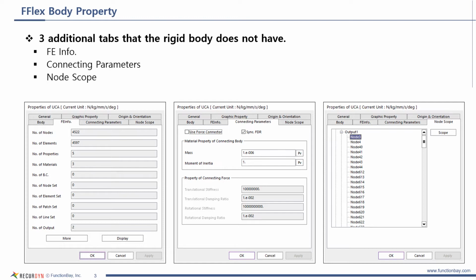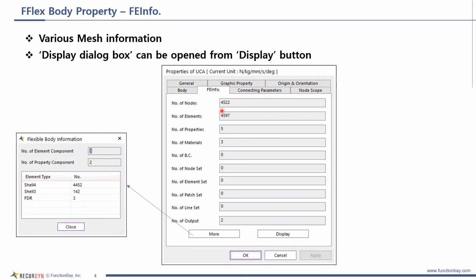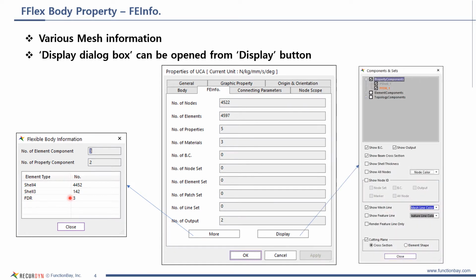In the dialog box of FFlex body, there are three additional tabs that the rigid body does not have: FEinfo, Connecting Parameters, Node Scope. FEinfo shows the mesh information of a flexible body. The number of nodes and the number of elements are displayed. You can also check the number of elements based on each element type. It is possible to open the display dialog box by clicking this display button.